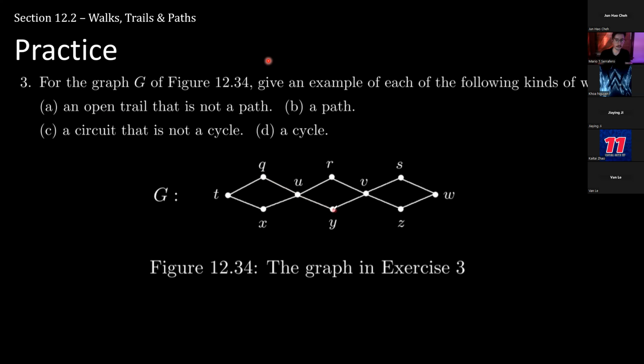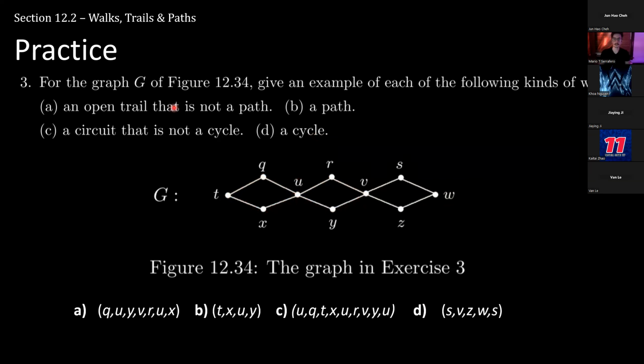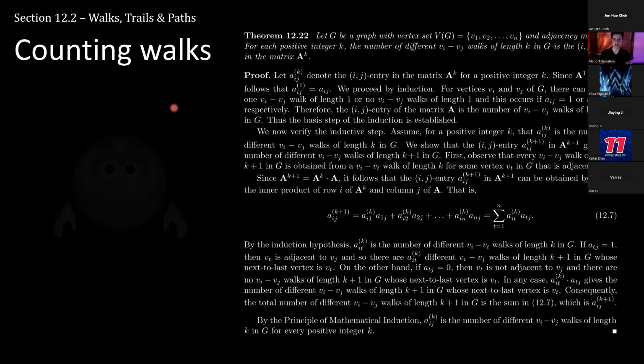So one circuit that is not a cycle could be T, Q, U, Y, V, R, U, X, T, right? This is not a cycle because we're repeating the U. Okay, and then a cycle, this is pretty easy. We can just do this one. Okay. So it's not so bad.